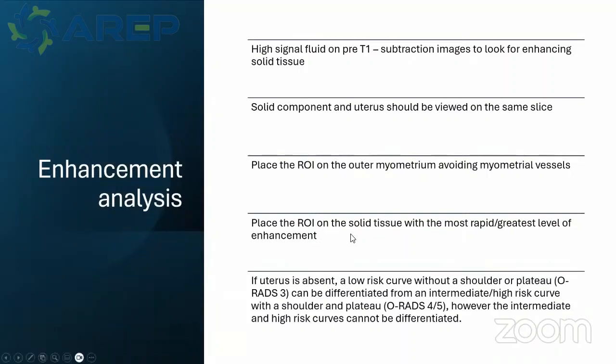If the patient has had a hysterectomy and the uterus is absent, there are three types of time intensity curves. It can be low risk, intermediate, or high risk, which we'll see in the next slide. So if the uterus is absent, a low risk curve can be differentiated from an intermediate or high risk curve, but we cannot differentiate the high risk and intermediate curves.